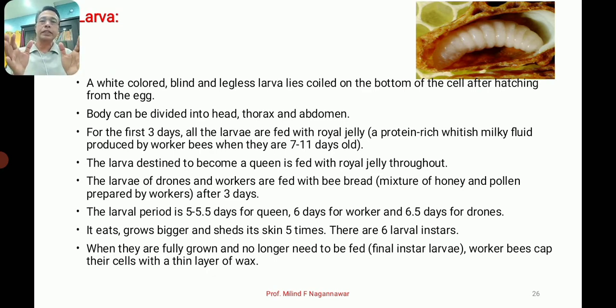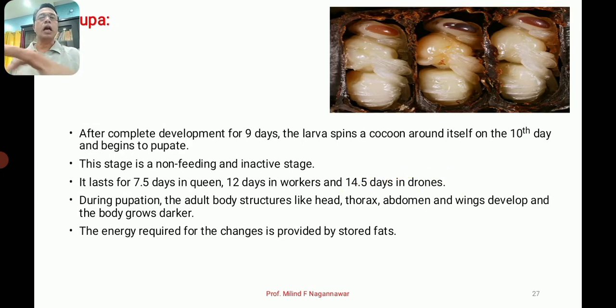Shedding the skin is called molting. The period between the moltings is called an instar. There are 6 instars. At the final instar, the 6th instar, they stop feeding. Once they stop feeding, the worker bees close the cap of the cell, that is, worker bees cap their cells with a thin layer of wax. Now that is about the larva. Then the next stage is the pupa.